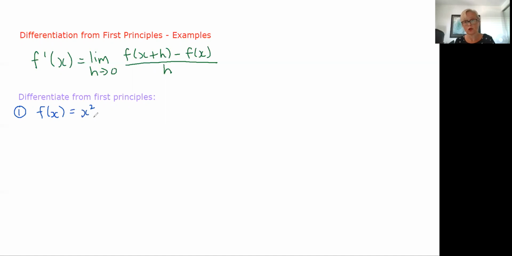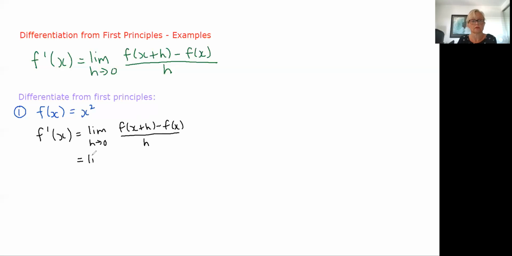Probably the most basic one, and pretty much everyone will start with this one, is f of x is x squared. Do this from first principles to find what f dash x is. All right, well, let's start with our rule. f dash x is the limit as h tends towards 0 of f of x plus h minus f of x all over h. You should learn that rule. Hopefully you'll do enough practice questions that the rule will automatically be remembered by you anyway.